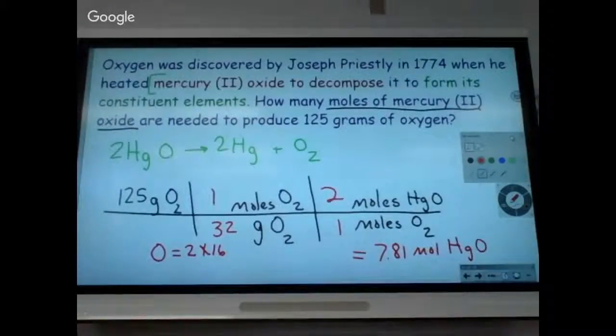In A or B? In B, you're going grams to moles and then moles to moles. So you're going to put grams here and go grams to moles and moles to moles. I said B.